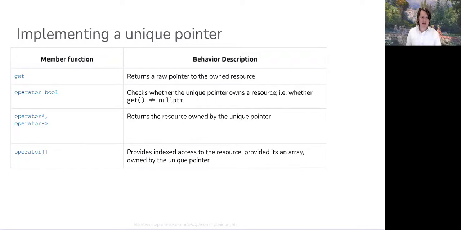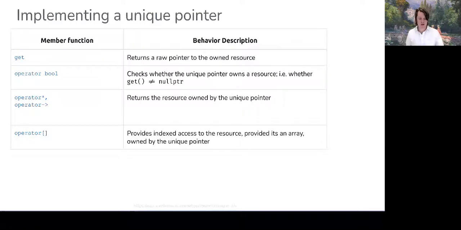There's also going to be a Boolean operator, which will check whether the unique pointer owns a resource, that is, whether or not what it's pointing to is the null pointer or some sort of data. There is the dereference operator, defined in the manner in which one would expect, which is going to return to you the resource owned by that unique pointer. And then finally, there is also subscripting, which will provide indexed access to the resource, provided it is an array owned by the unique pointer.